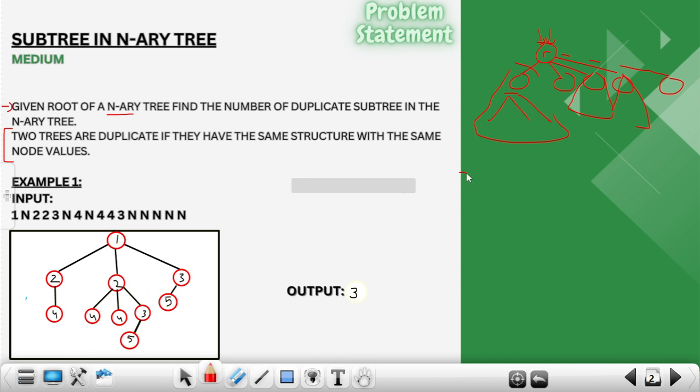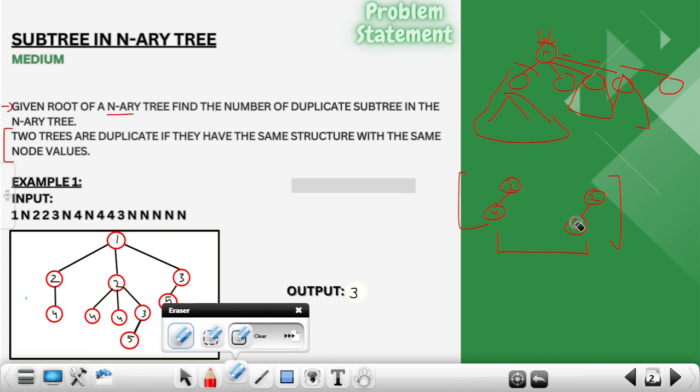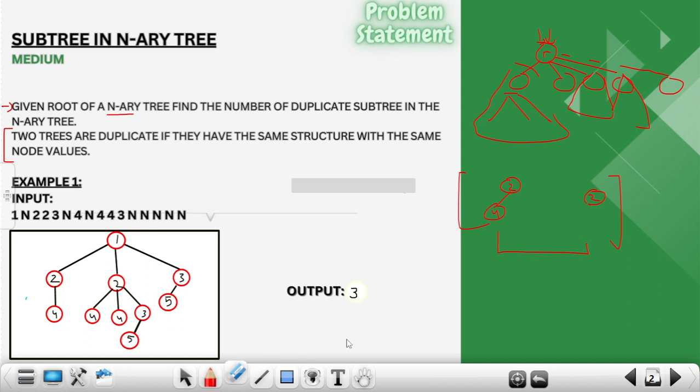Let me explain this as well. If I have a tree like this one, I have these two trees, so I can call them duplicate. Why? Because they have the same node values and the same structure. But let's say I have two trees like this. You can see that these two have the same values but don't have the same structure, so these are not valid duplicate subtrees. Now I hope you have understood the concept.